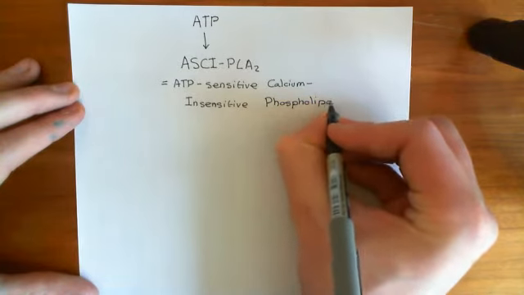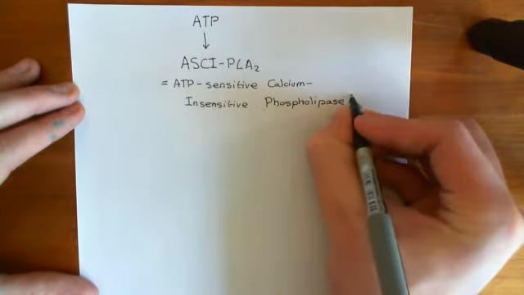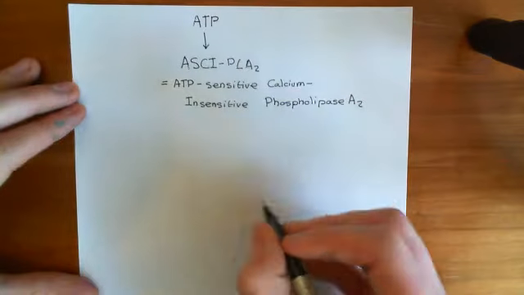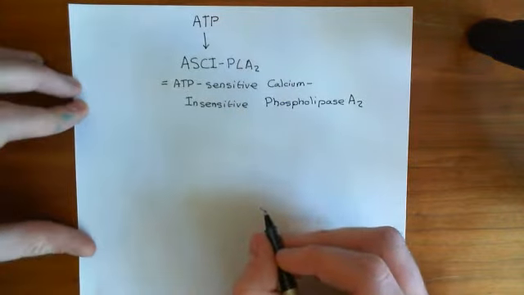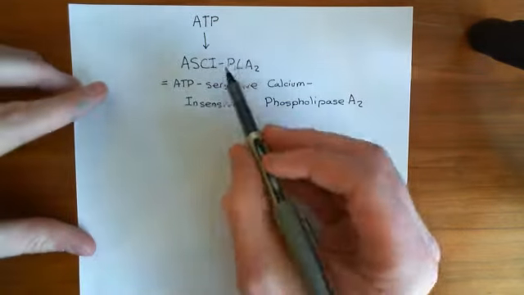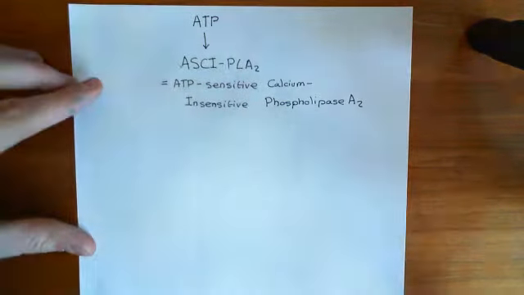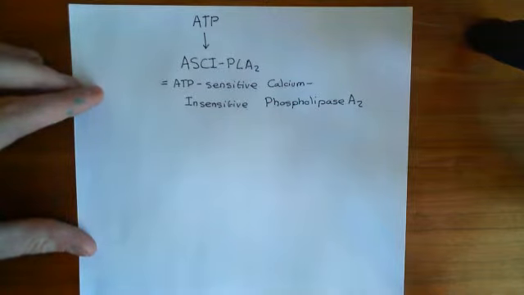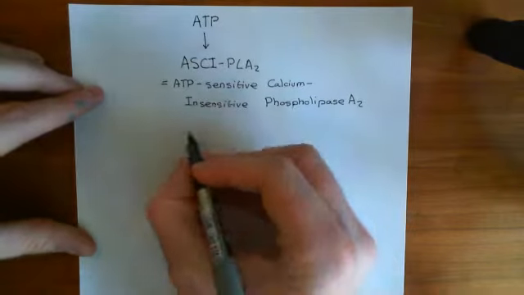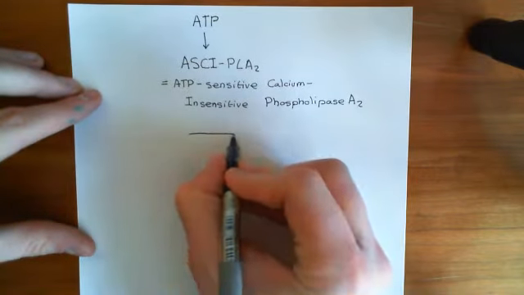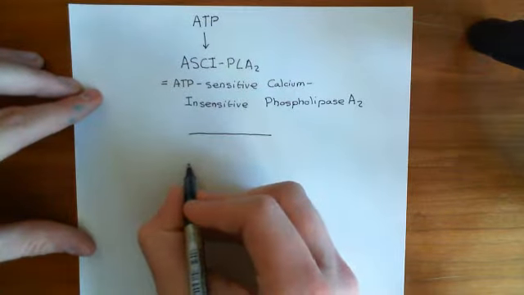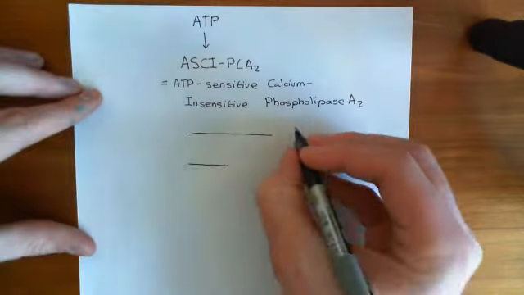So PL is phospholipase, and then it's phospholipase A2. So, what's going to happen is when ATP goes up, this ATP-sensitive, calcium-insensitive phospholipase A2 is going to be activated, and this is going to lead it to act on a substrate which is within the phospholipid bilayer of the beta cell of the islets of Langerhans. So let's discuss its substrate.